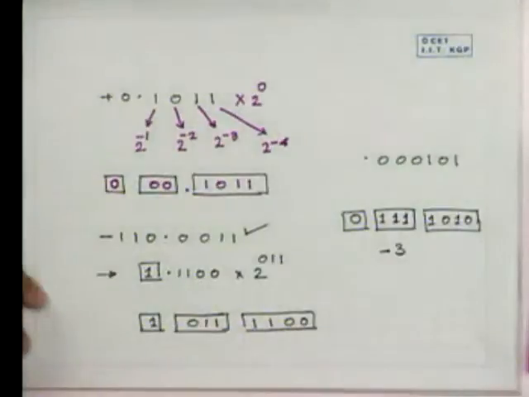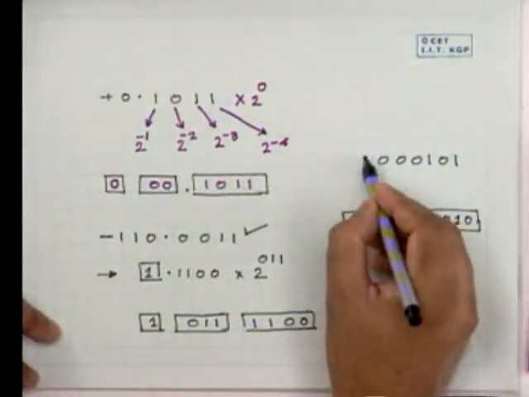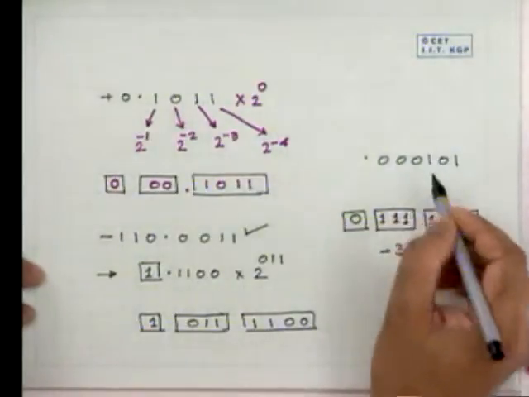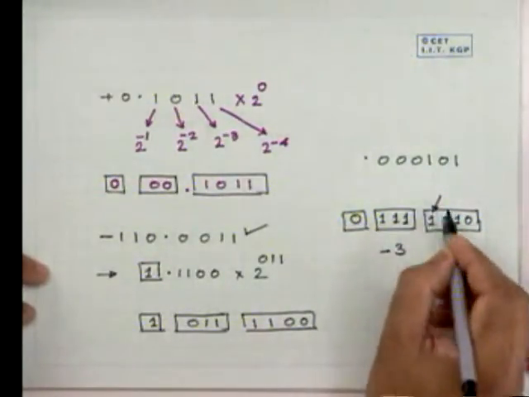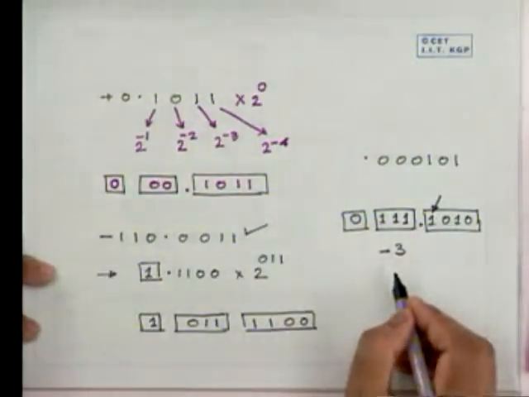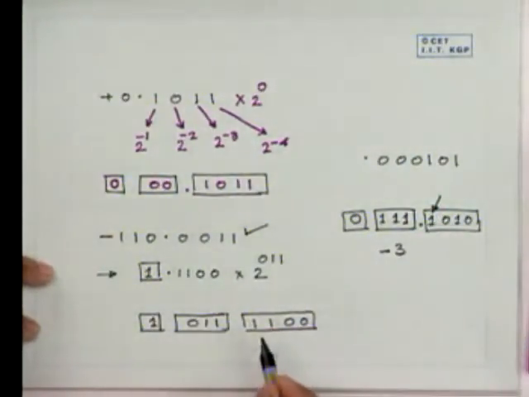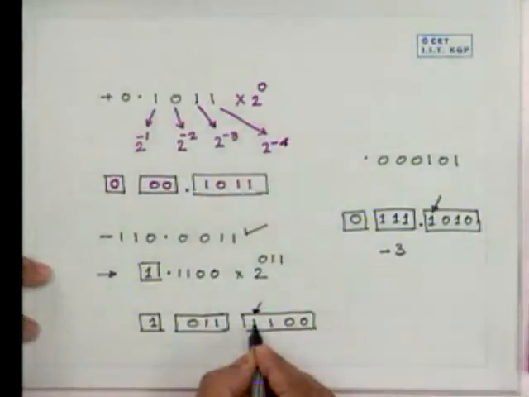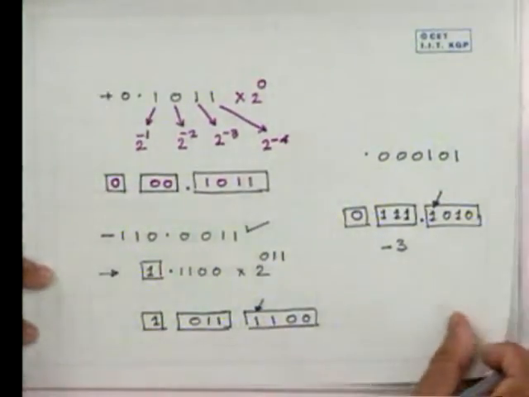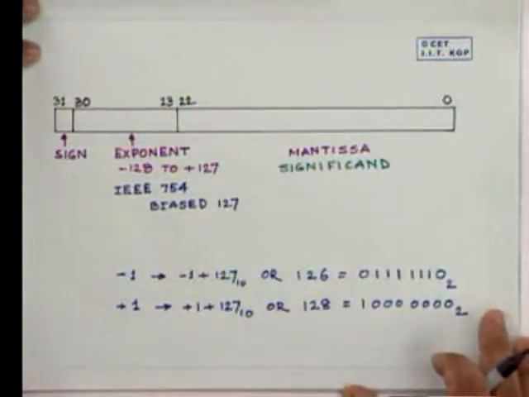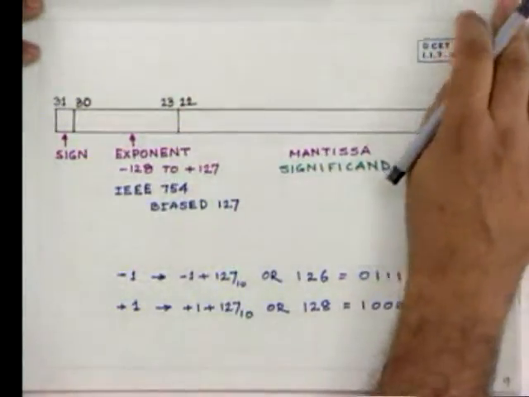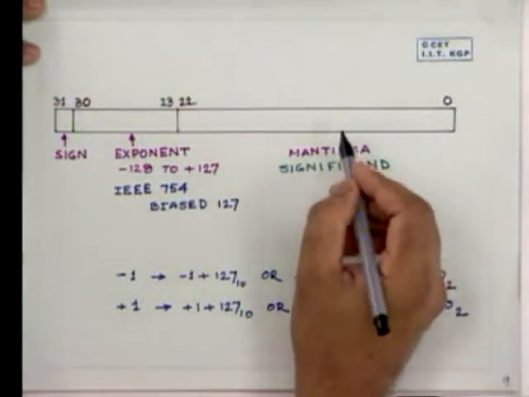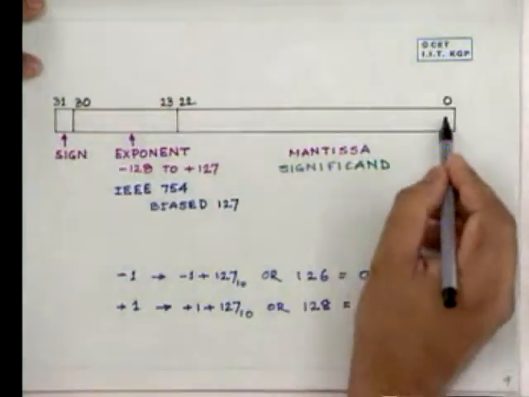Similarly, when you are representing a binary number, we are shifting the binary point here so that the most significant bit after the binary point is a non-zero, which is a 1. Similarly, here also the most significant bit is a non-zero, which is a 1. If we take this representation, and if we have 32 bits to represent it, then we can represent a real number in the format that has been shown here.